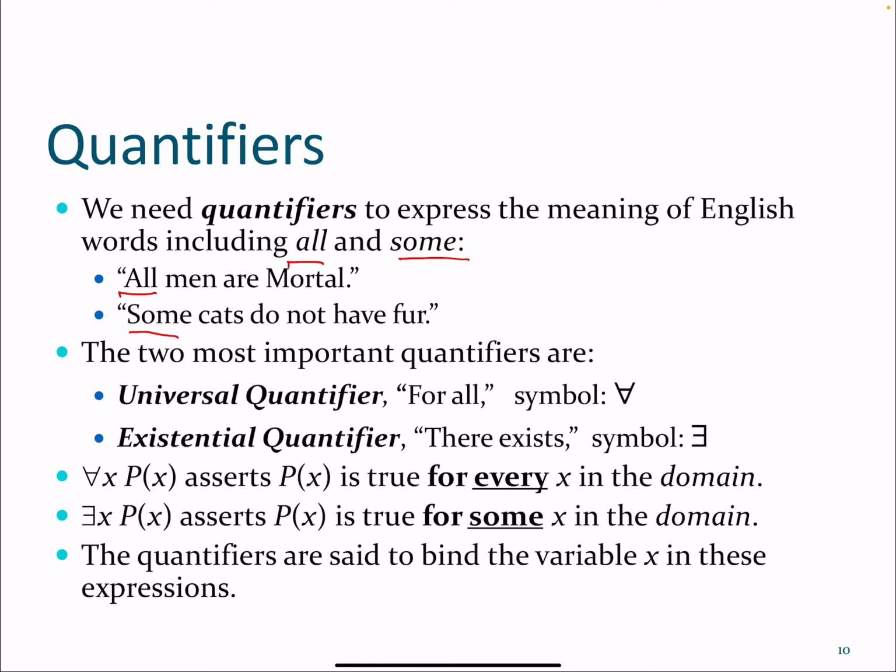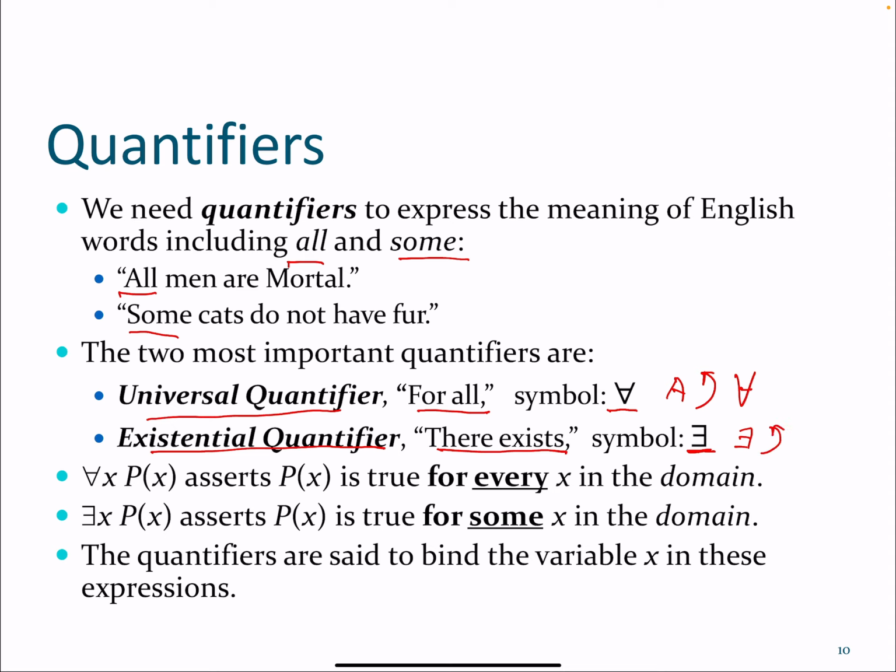One is called the universal quantifier. That means for all, and the symbol is like this. It's like an A, but you turn it around like this. And the other one is the existential quantifier, so that it exists. This one is like an E, but you turn it around.